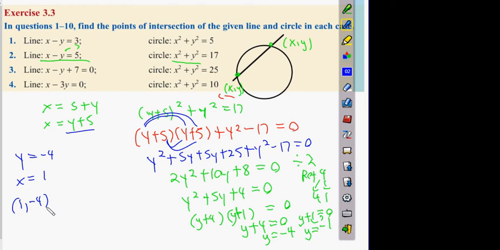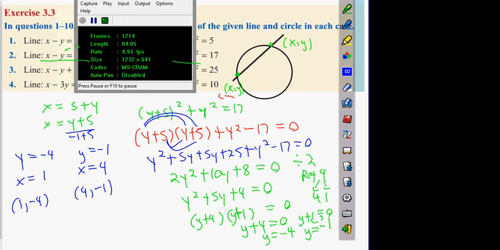When the y value is minus 1, what happens then? It's going to be minus 1 plus 5, which is? Plus 4. So x equals 4. So this is going to be the point 4, minus 1. They're the 2 points at which the line hits the circle.